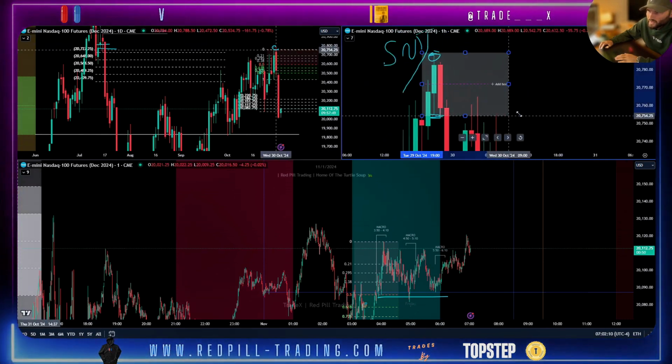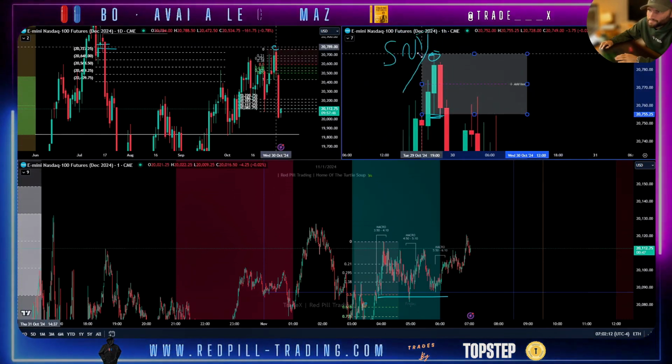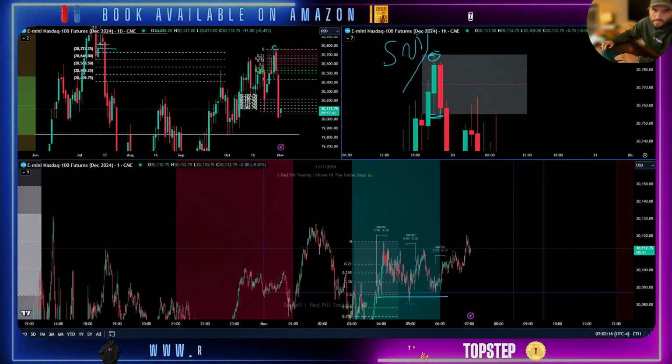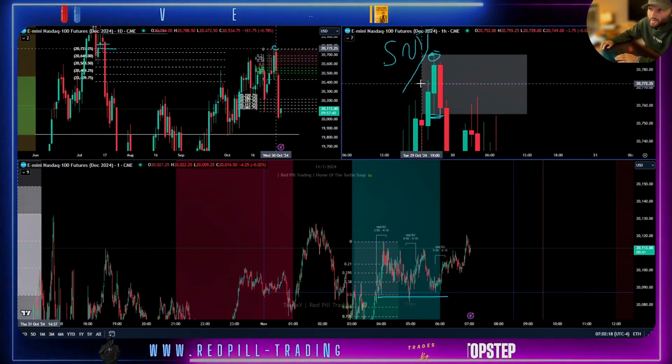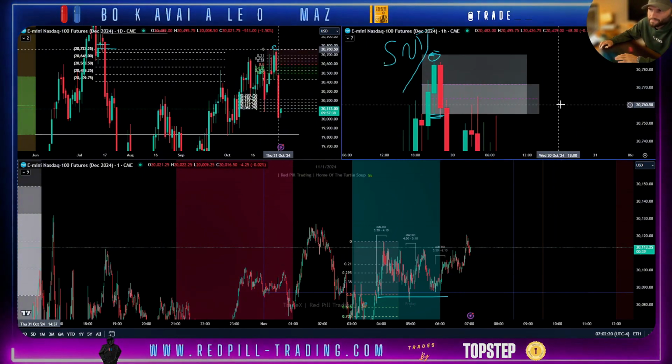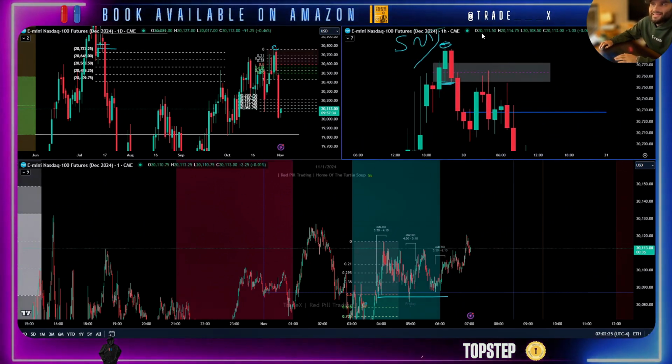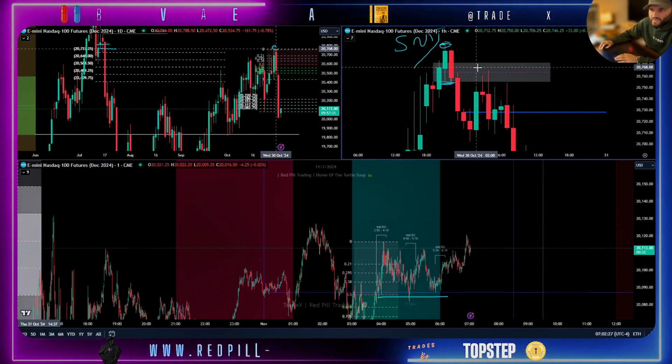Okay, you're going to measure the width of that order block. And then you're going to look for 50% to the low. And you're going to create a box in that range between 50% and the low. This is where you're going to be looking for your entries.